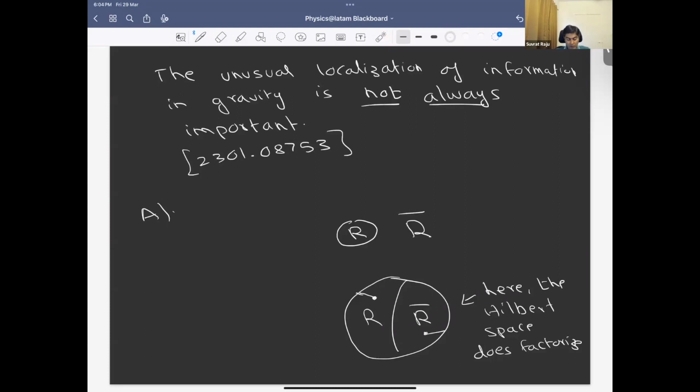So in this kind of configuration, the Hilbert space does factorize. And that's why when we speak of the Ryu-Takayanagi formula, it makes perfect sense to speak of the entanglement entropy of one part of space with the other part of space. Because the configuration there is never this kind, except in one case, I'll mention islands a little later, where the region R bar surrounds R. So this unusual localization of information, you should know when it's important. It's important in situations like this, not in a situation like this.